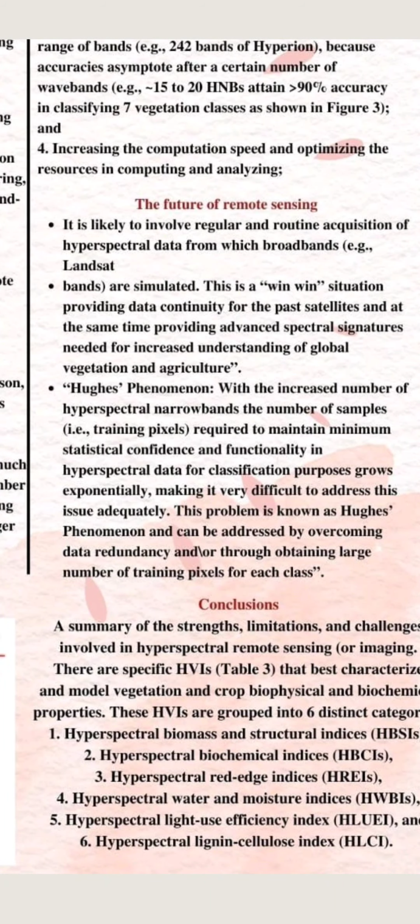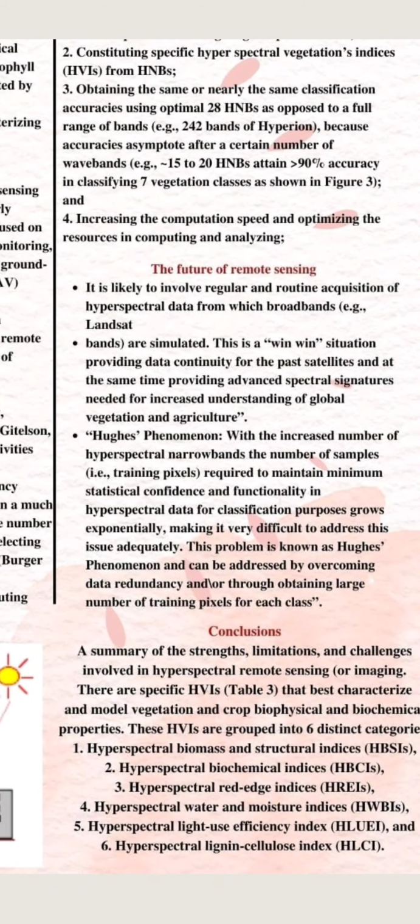Hughes phenomenon: with the increased number of hyperspectral narrow bands, the large number of samples, that is training pixels, required to maintain minimum statistical confidence and functionality in hyperspectral data for classification grows exponentially, making it very difficult to address this issue adequately. The problem is known as the Hughes phenomenon and can be addressed by overcoming the data redundancy and through obtaining a large number of training pixels for each class.